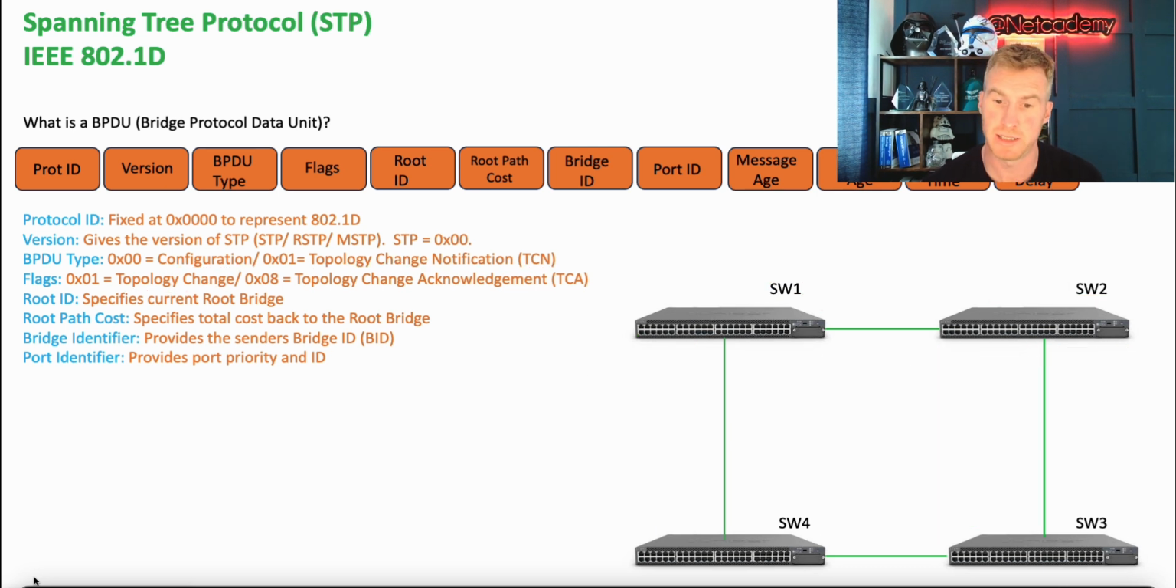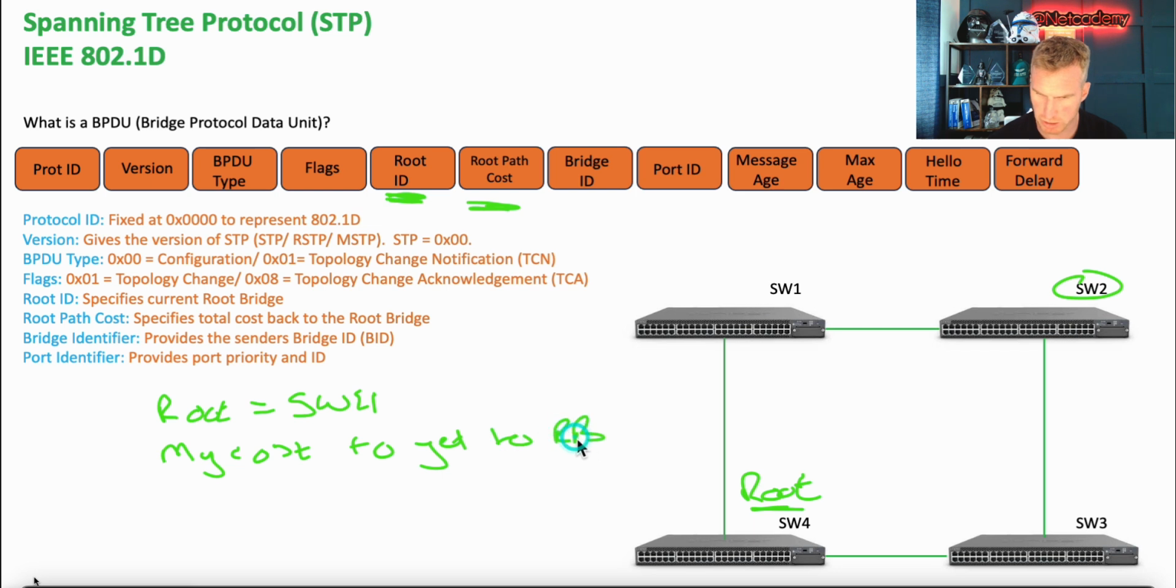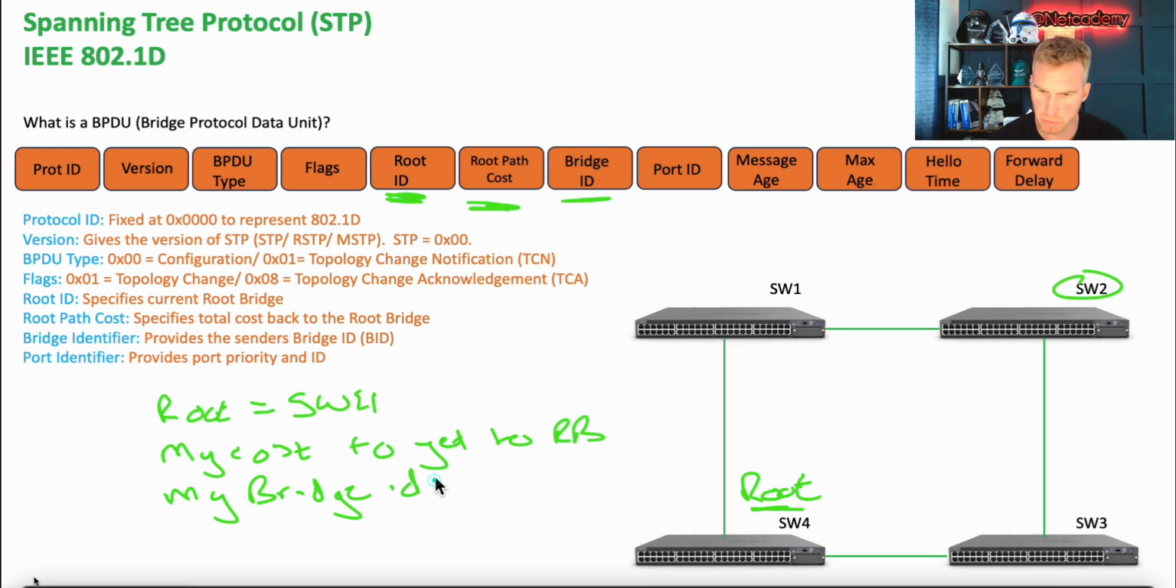So pretty fascinating stuff when you actually look at it. We've then got the root ID. We've already gone into this, and I keep erasing it. I really should stop that. But the root ID for all these BPDUs, once it's converged, will equal the MAC address of SW4. The root path cost is, say from SW2's perspective, what is my cost to get to that root bridge? And then the bridge ID is my own bridge identifier, my own system's chassis, switch's MAC address.